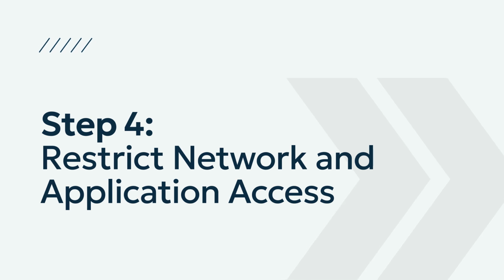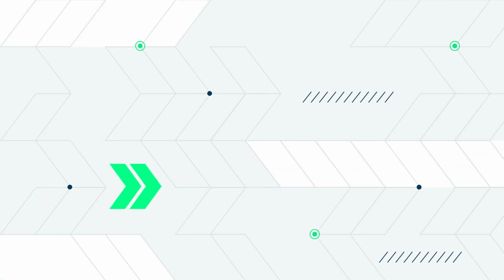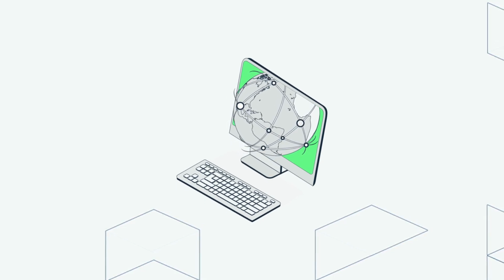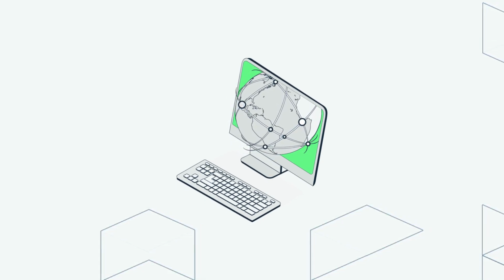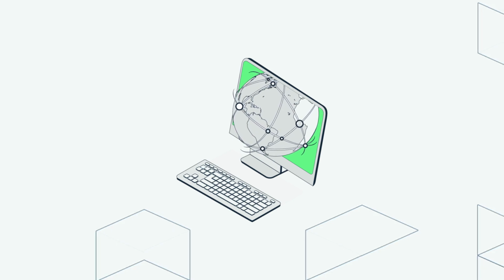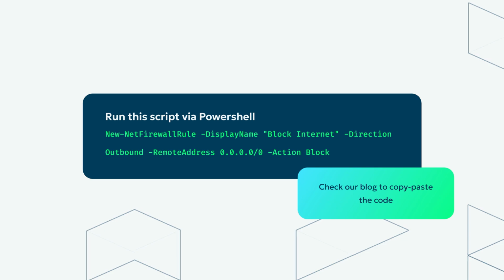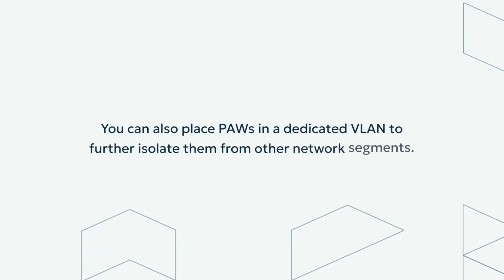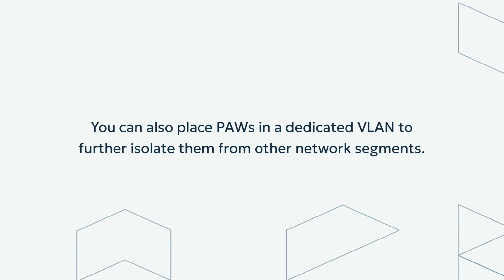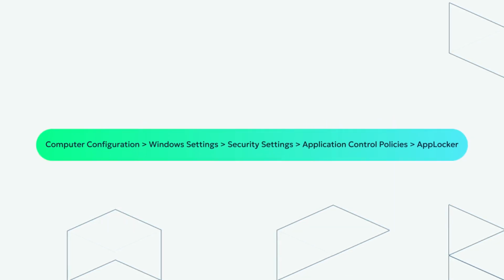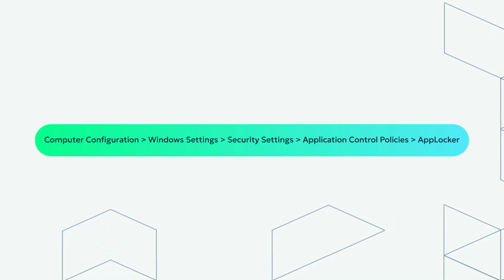Step 4. Restrict network and application access. Limit where PAWs can connect and what software can run to minimize the attack surface. One way to limit network connections is to block access to the public internet. You can do this via PowerShell when you deploy the script. You can also place PAWs in a dedicated VLAN to further isolate them from other network segments. You can limit application access via group policy.